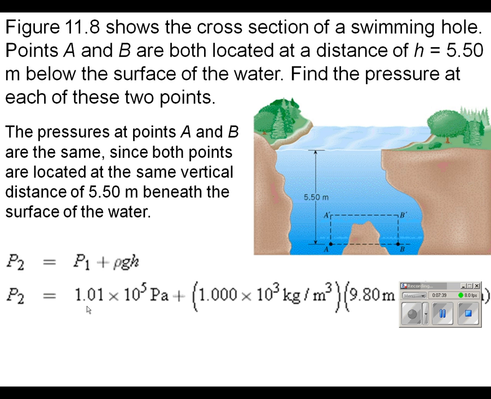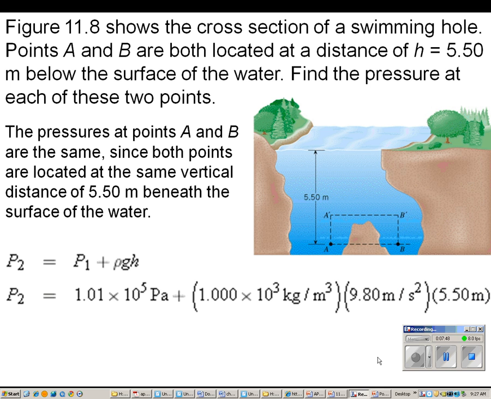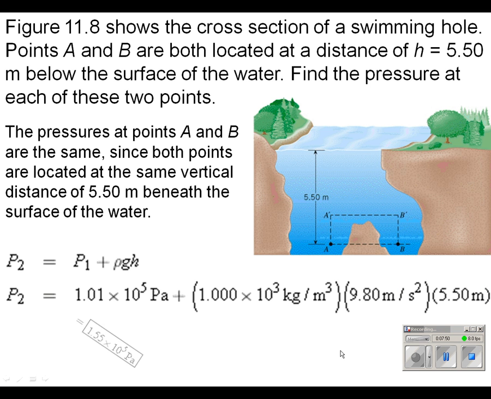There's the water, there's the air. So the air is 1.01 times 10 to the 5th pascals. Then we have the density of water, gravity, and the height of the water, which is 5.5 meters. So we end up with an answer of 1.55 times 10 to the 5th pascals.